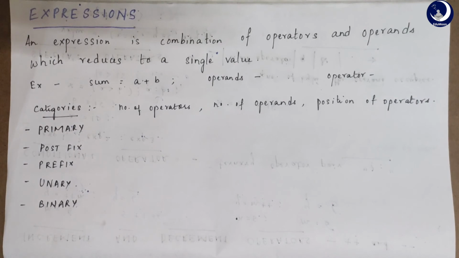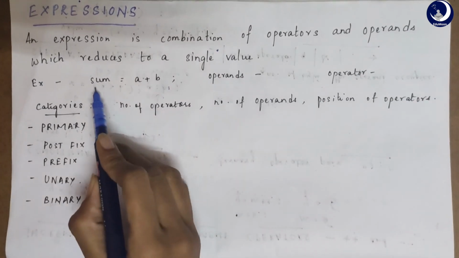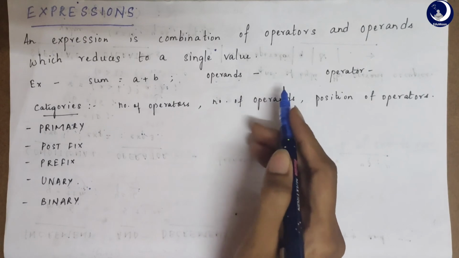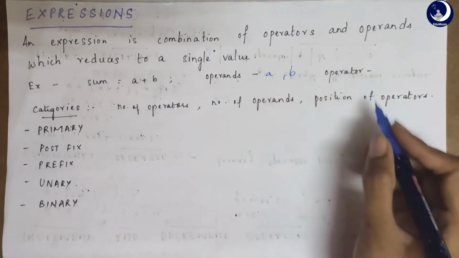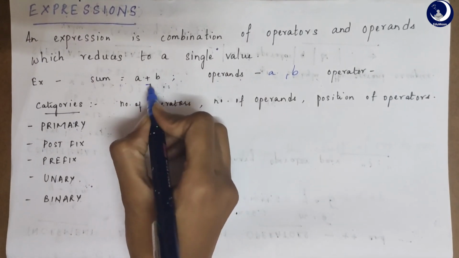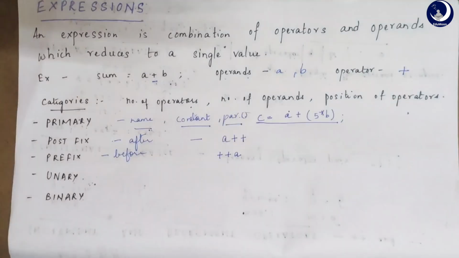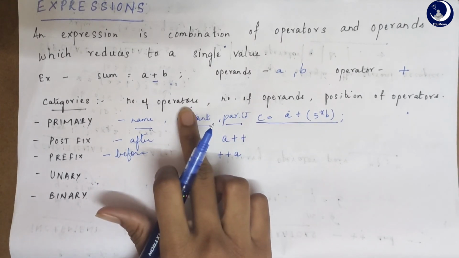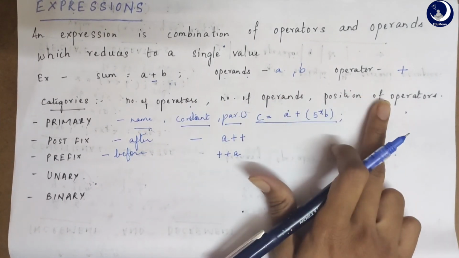Following the operators, we have another important topic, which is expressions. An expression is a combination of operators and operands which reduces to a single value. Consider the example sum = a + b. What are the operands here? The operands are a and b. And what is the operator? Addition is being performed here and the operator is plus. The categories of expression are based on the number of operators, the number of operands, and the position of the operators.